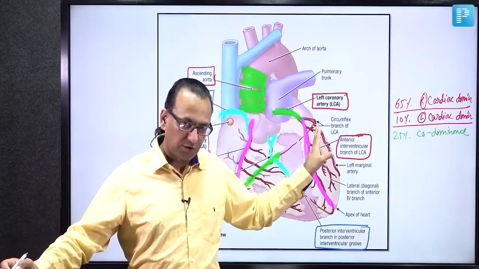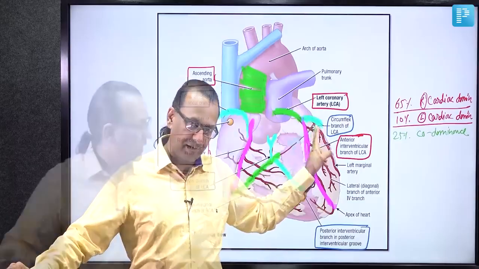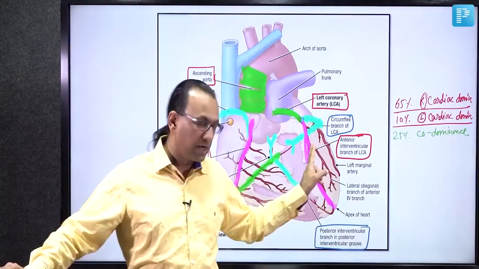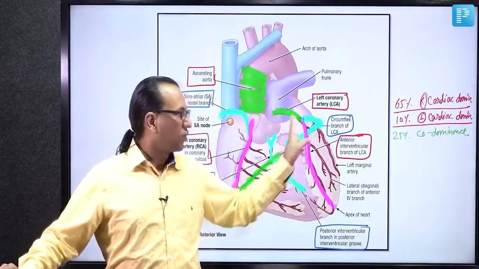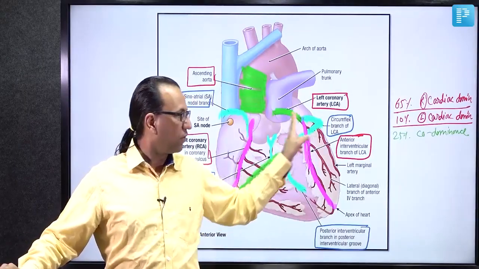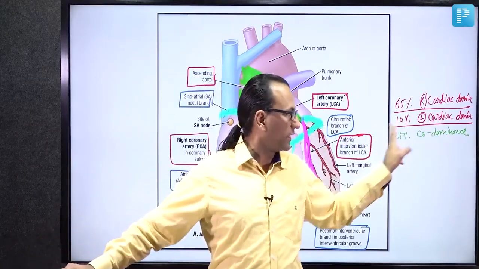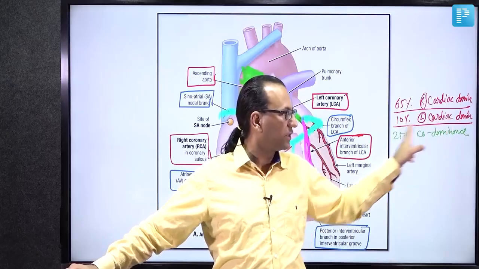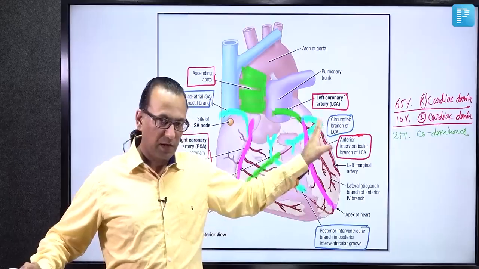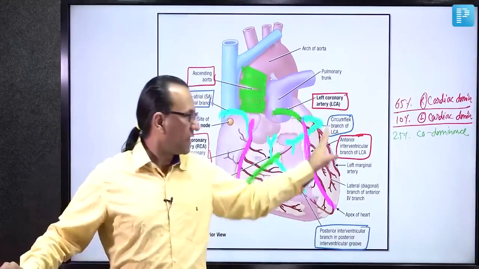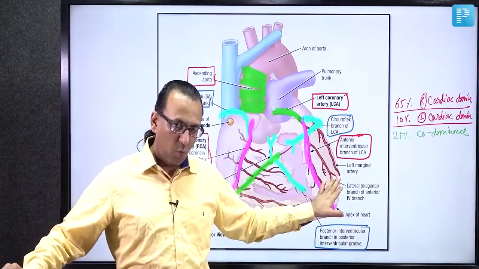The other branch is circumflex artery, which is going around the heart in the left coronary sulcus posteriorly. As the circumflex artery goes posteriorly, in 10% people it may give PIVA. Now, if the circumflex artery, which is a branch of the left coronary artery, is giving PIVA, then it will be 10% of the population having left cardiac dominance. In that case, the PIVA is a branch of the circumflex artery, which itself is a branch of the left coronary artery. Understand that the circumflex artery is going to supply lateral surface of the left ventricle.